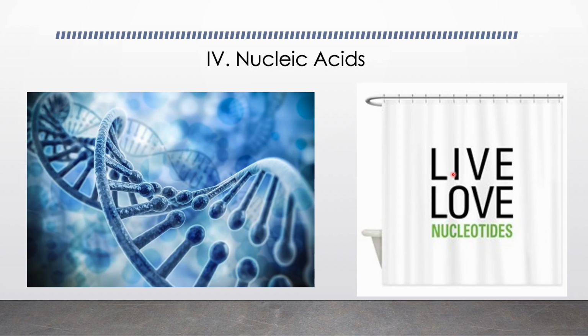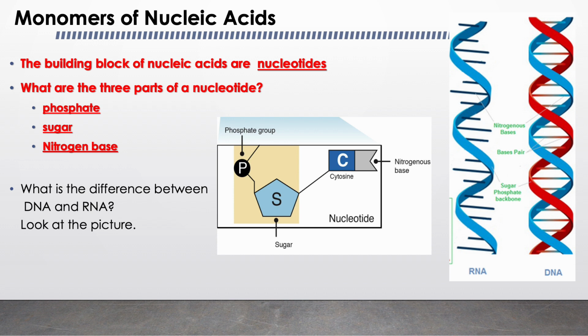And then our last macromolecule is the nucleic acid. Okay, your nucleic acid is the polymer. The monomer that makes up the nucleic acid is called a nucleotide. The nucleotide contains a phosphate group, a sugar, and a nitrogen base. This is representing your nucleotide. Here's your phosphate group, your sugar, and then your nitrogen base.